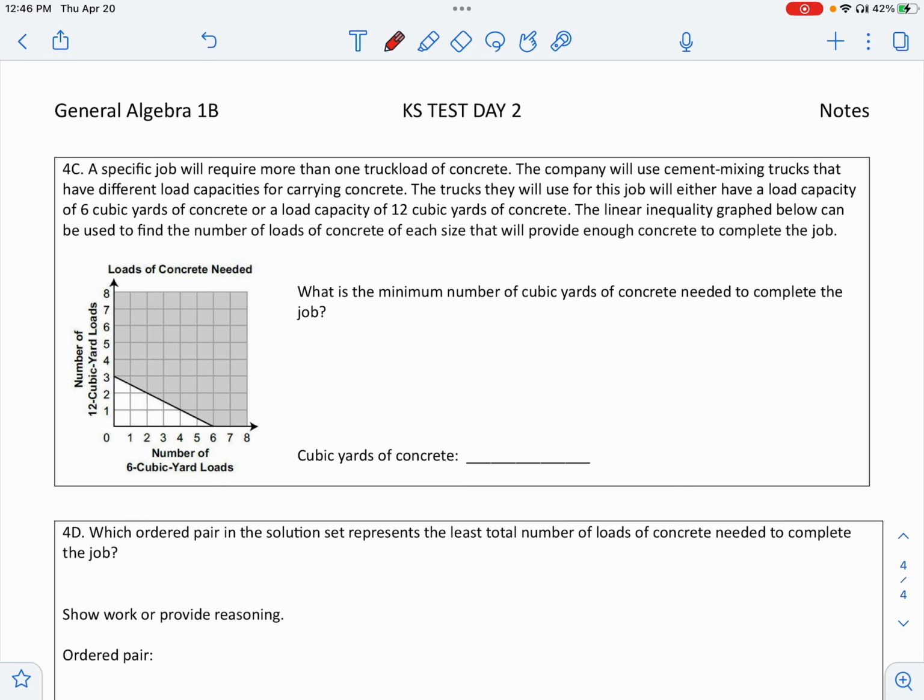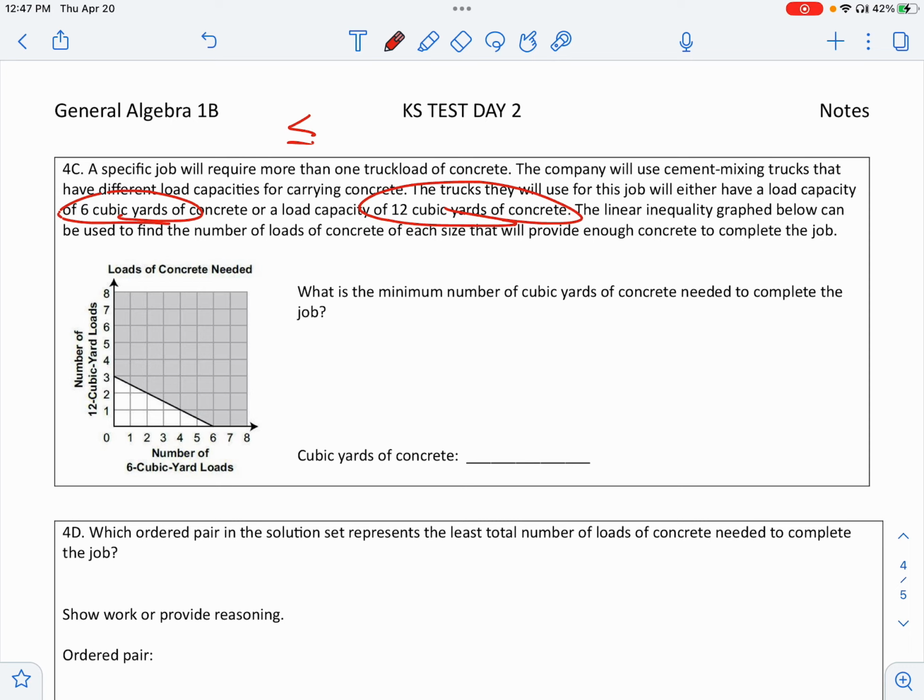A specific job, so we're still talking about this concrete, right? Will require no more than, so less than or equal to, 1 truckload of concrete. The company will use the cement mixing truck that has specific load capacities for carrying concrete. The trucks they use for this job will either have a load capacity of 6 cubic yards or 12 cubic yards. So it depends on whatever truck they take. The linear inequality graphed below can be used to find the number of loads of concrete that each size will provide enough concrete to complete the job.